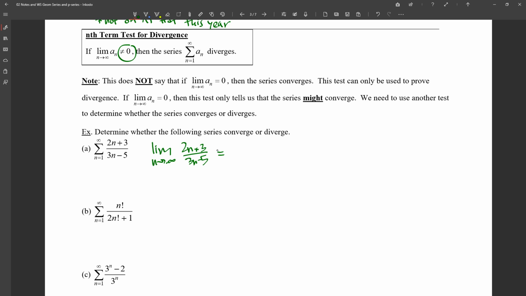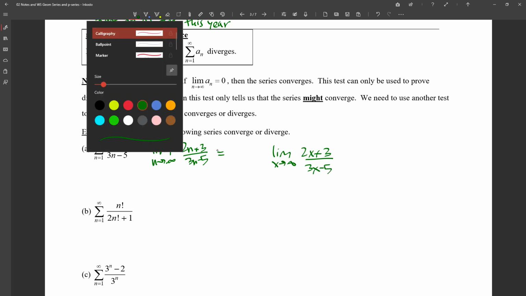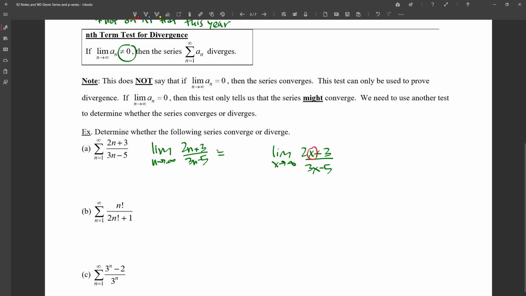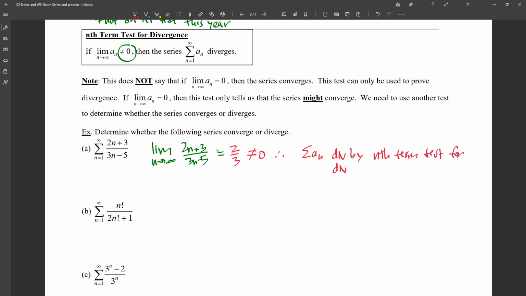This is the same thing as the limit as x goes to infinity of (2x plus 3) over (3x minus 5). If I look at this, the x's here are the leading terms that have the same power, so the answer is going to be the ratio of the coefficients of the leading terms. So this is 2/3. And 2/3 I compare to 0. 2/3 is not equal to 0. So therefore, this series diverges by the nth term test for divergence.